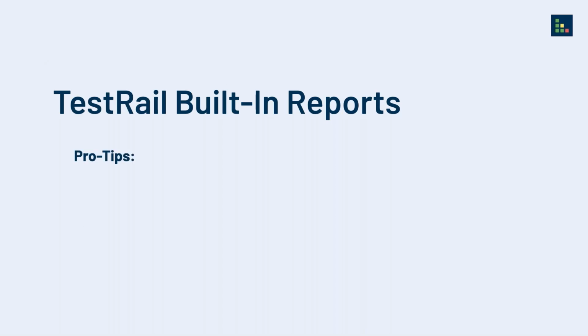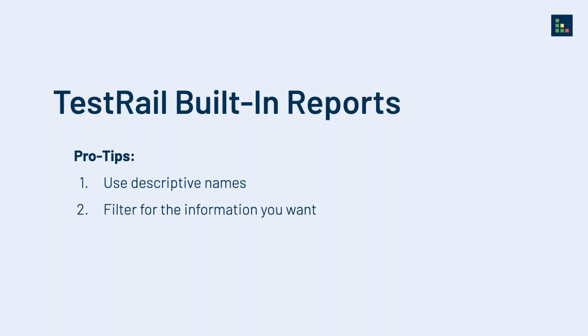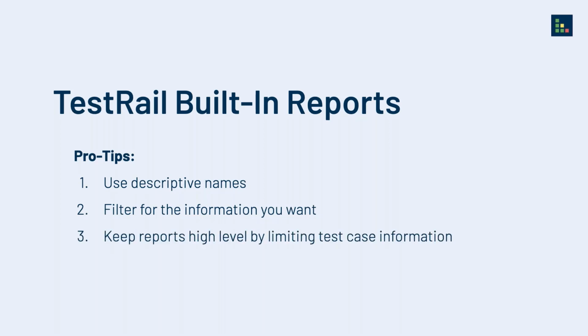So there's a few little pro tips in there. Use descriptive names for your reports. Use the report options to make sure you're actually filtering for the option that you want. Keep your reports relatively high level by limiting the amount of test case information that you actually supply in those reports. You know, don't overload your stakeholders with lots of information that they don't necessarily want to see. And control all of your report content on the report configuration tabs.